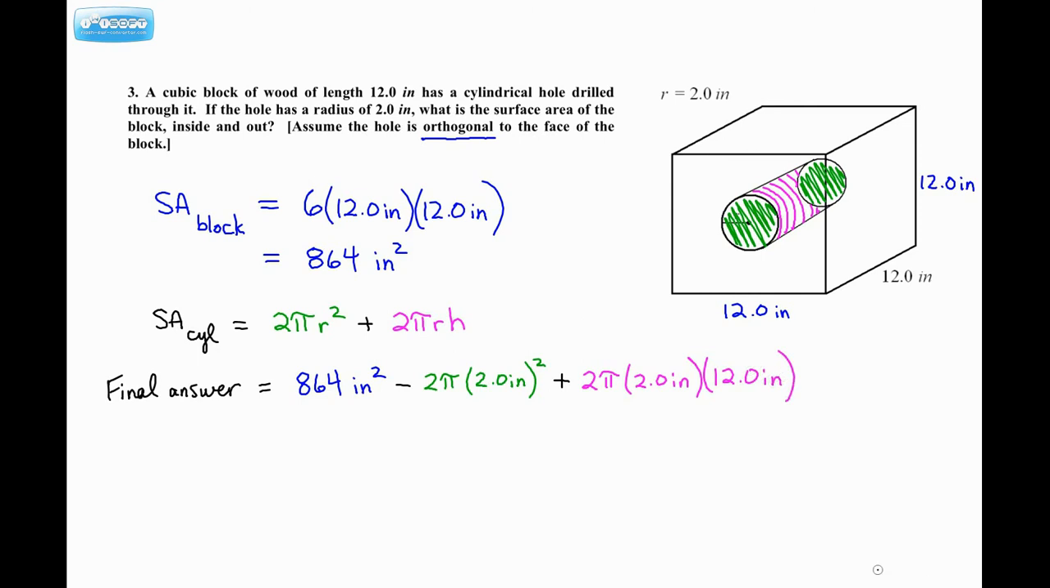All right? So let's work this out. Okay, so 864 minus 2 times pi times 2 squared plus 2 times pi times 2 times 12. And I get approximately 989.7, and of course this is inches squared. Okay, so quick recap, just find the surface area of the block, and then when you drill the hole, you have to subtract the 2 circular faces, but you have to add this lateral surface area here. That's the 2 pi r h.